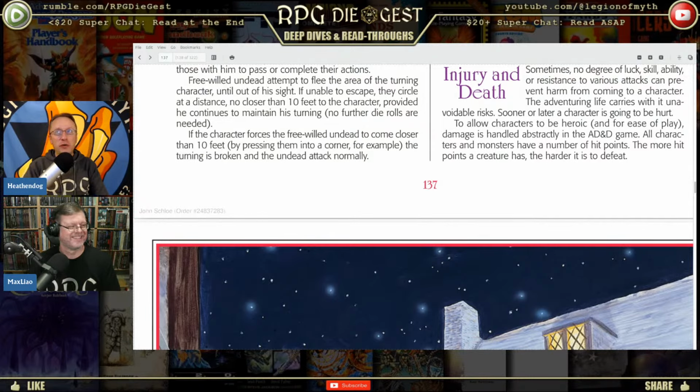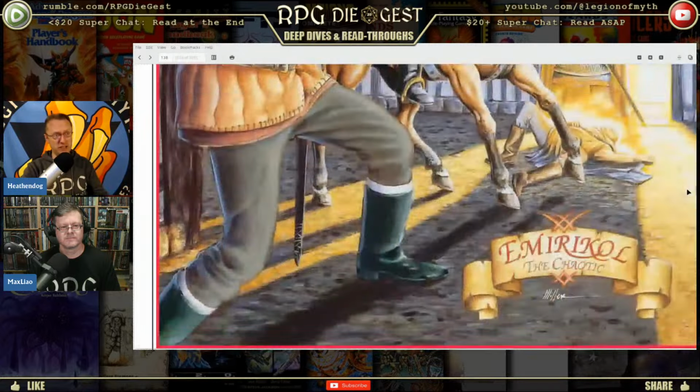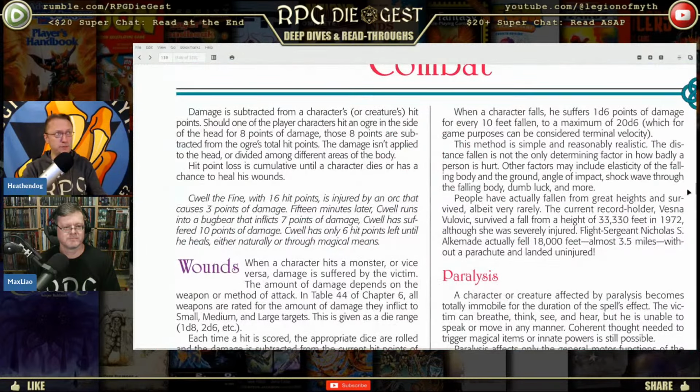Sometimes no degree of luck, skill, ability, or resistance to various attacks can prevent harm from coming to a character. The adventuring life carries with it unavoidable risk. Sooner or later, you are going to be hurt. To allow characters to be heroic and for ease of play, damage is handled abstractly in the AD&D game. All characters and monsters have a number of hit points. The more hit points he has, the harder he is to defeat and or kill. Damage is subtracted from the character's total.